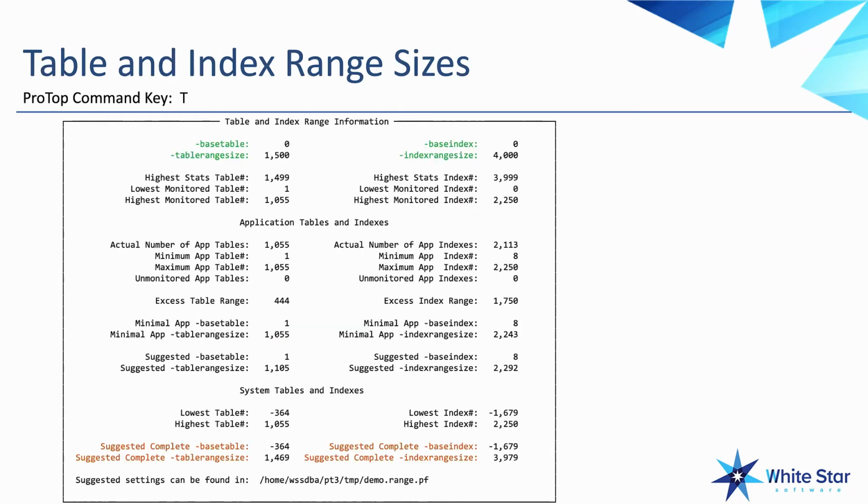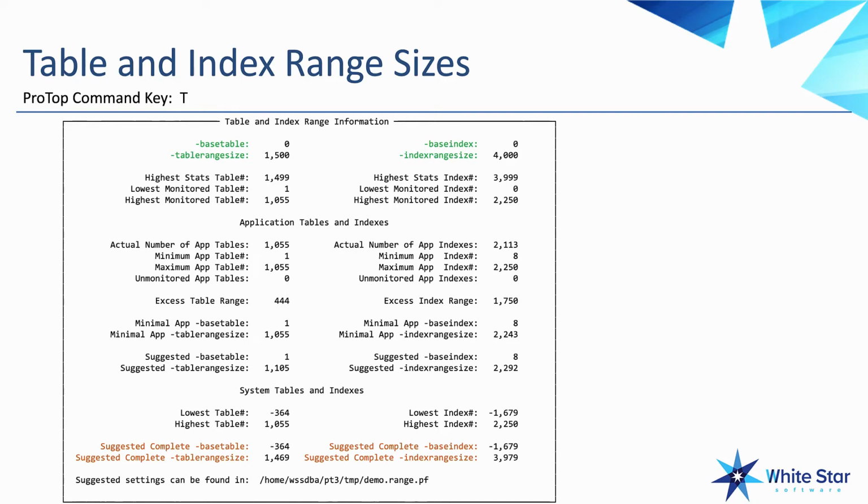The table and index range sizes are really important parameters. These help you to monitor activity on the individual tables and indexes within your database. That's really helpful when you're trying to figure out application problems, where there are hotspots, where you might focus a little bit of continuous improvement effort. And this command, the command is capital T, helps you to see whether or not you have them set adequately in the first place and offers some suggestions.